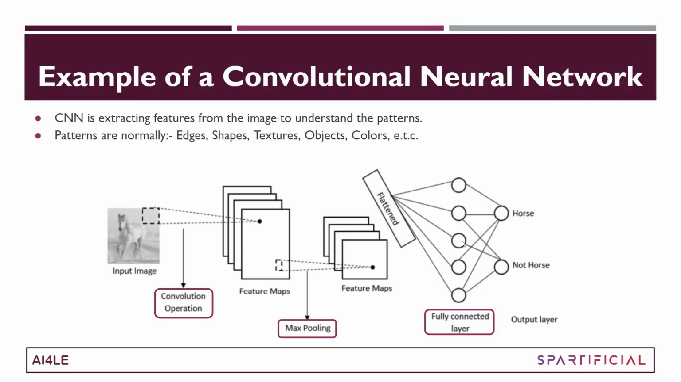So here is the typical example of how a convolutional neural network looks like. It is consisting of convolution operation, pooling operation, and fully connected layers. It's not that you can have only one convolution operation, one pooling operation. You can have multiple of them.